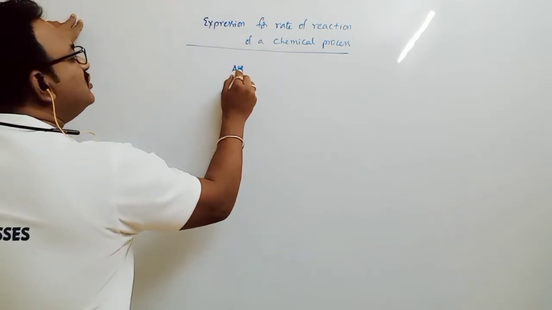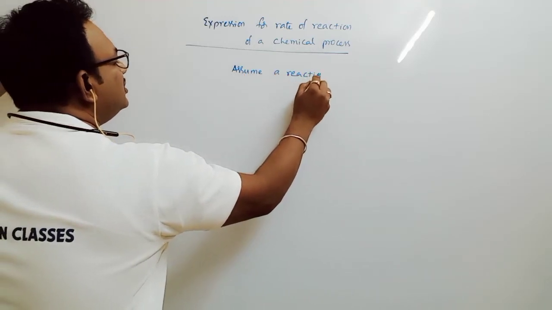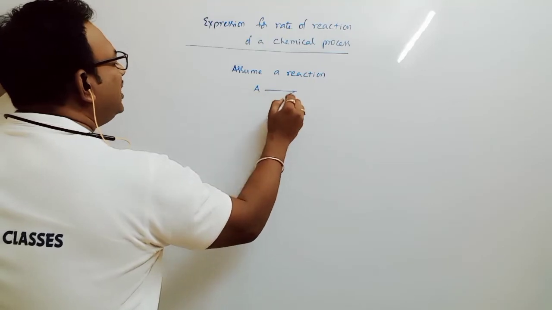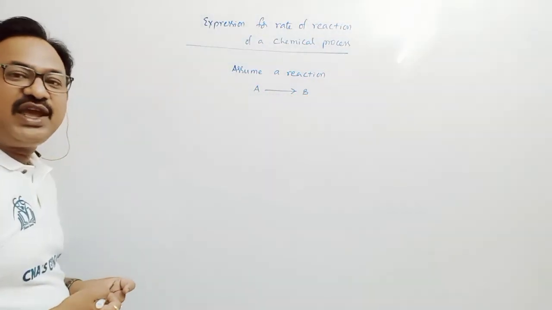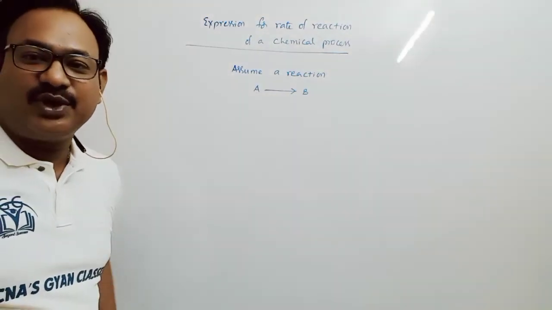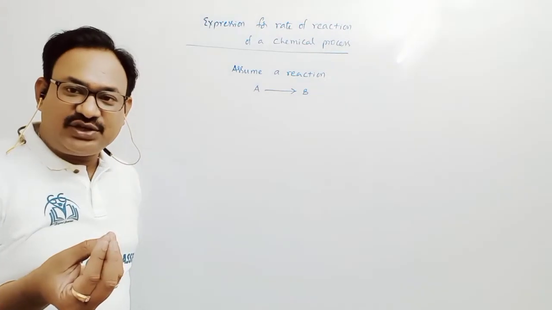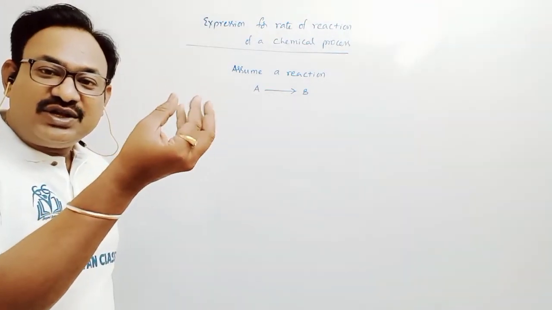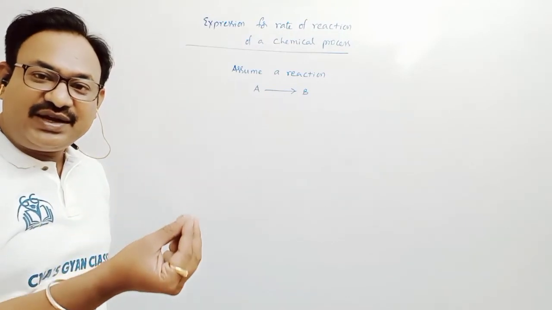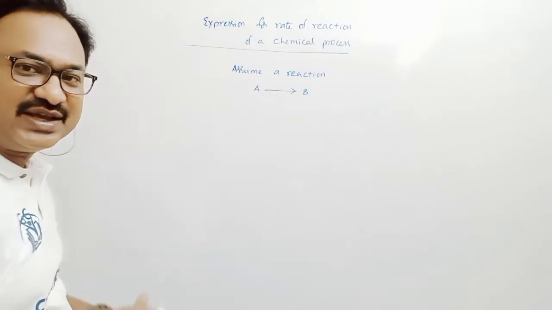Let me assume a reaction. A gives rise to B, where A is the reactant and B is the product. So what happens during the course of the reaction? The concentration of reactant gradually decreases and the concentration of product gradually increases.